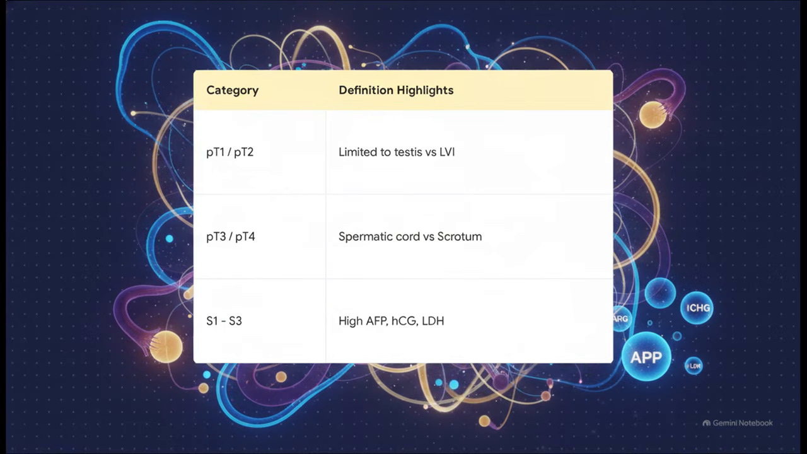And you know, those tumor markers are critical for a reason. As the AJCC TNM criteria brilliantly illustrate, staging testicular cancer relies heavily on them. The TNM criteria stratify these patients not just by the anatomical extent of the tumor, like whether it's invading the spermatic cord or the scrotum, but specifically by the S classification. Progressive elevations of AFP, beta-HCG, and LDH push the patient into the S1 through S3 categories, which heavily dictates the systemic chemotherapy they're going to need later on.